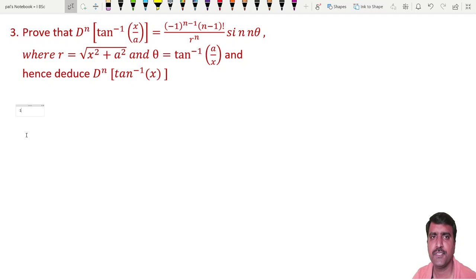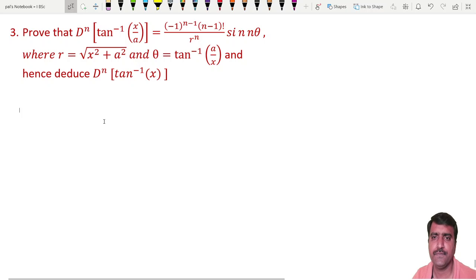Students, before we start the nth differentiation of a product, let us see one interesting problem on nth differentiation. Prove that the nth differentiation of tan inverse of x by a is equal to (-1) to the n minus 1 into (n minus 1) factorial by r to the n into sin n theta.